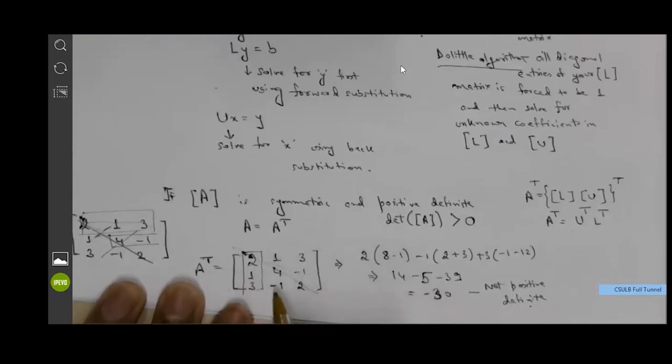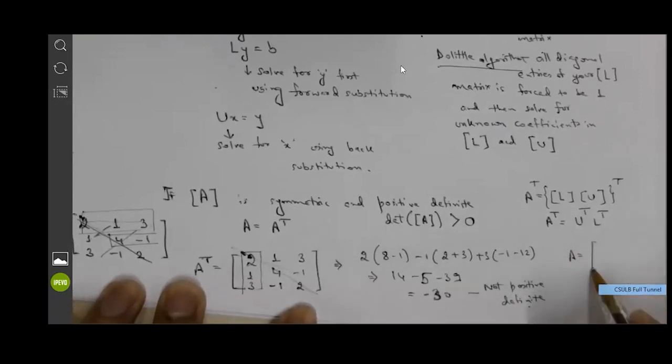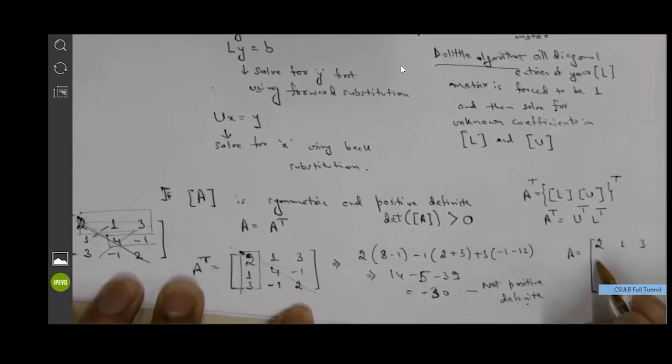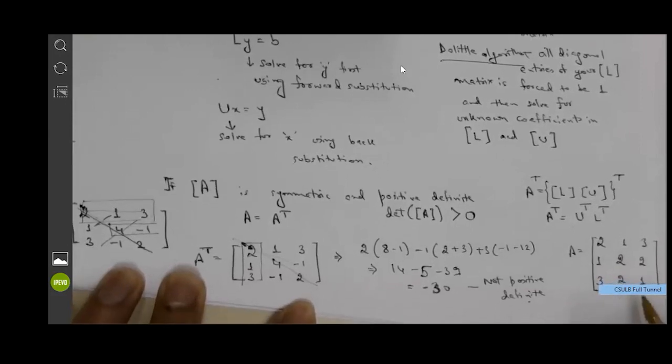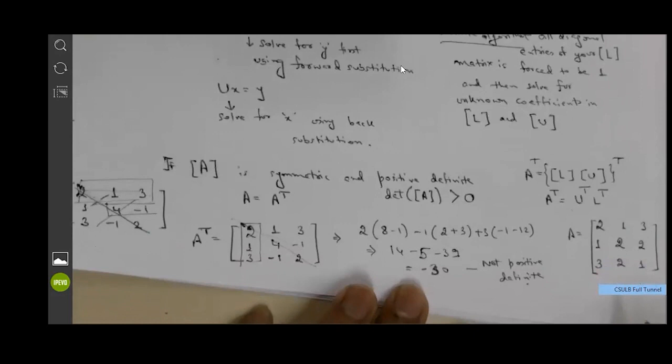Okay, how about I change this A matrix to a new one: 2, 1, 3, 1, 2, 2, 3, 2, 1. Can you kindly find the determinant here quickly and let me know whether I'm getting a positive definite or not?